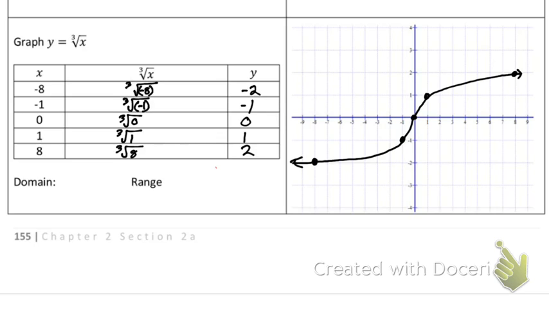All right, let's use a graph to come up with our domain and range. Well, domain is how far left to how far right this goes. How far left does this graph go? Infinity. How far right does it go? It goes to infinity in that direction too. So our domain goes from negative infinity to infinity.